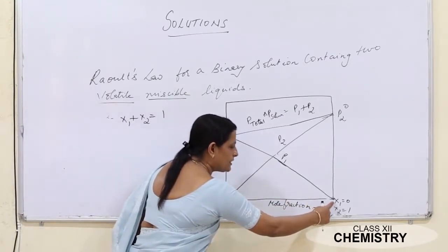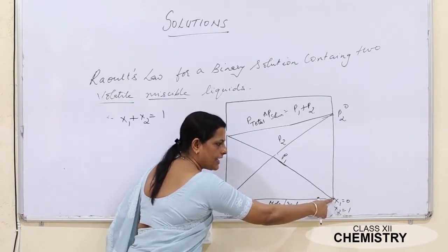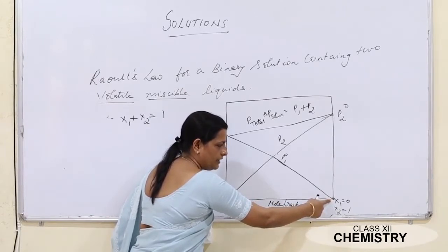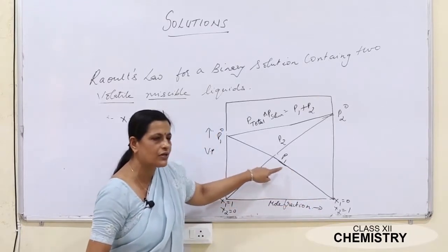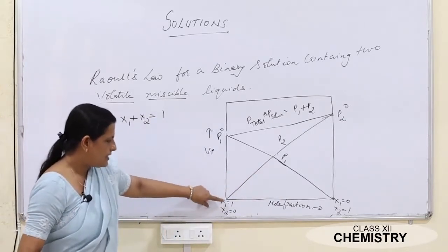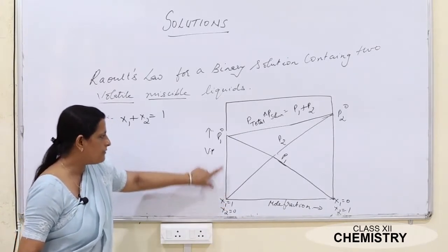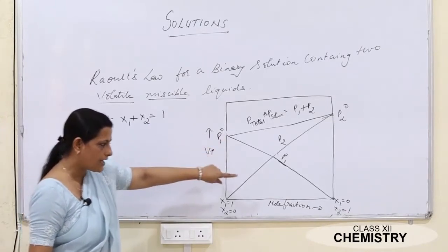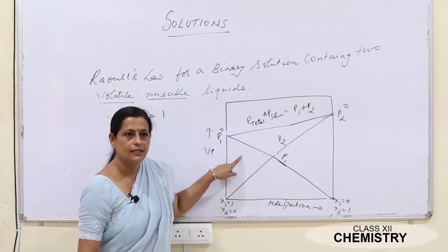Now here x1 is 0. So what is the vapor pressure of component 1 also? That is also 0, that is hexane. Its vapor pressure is 0. Slowly what is happening to the mole fraction? As we move towards the left, it is increasing. So what is happening to its vapor pressure also? It is also increasing. So it slowly increases, reaches the extreme left where the mole fraction becomes equal to 1 and the vapor pressure becomes what? Maximum. That is P1 naught. So what can you say? When mole fraction is increasing, the vapor pressure is also increasing.